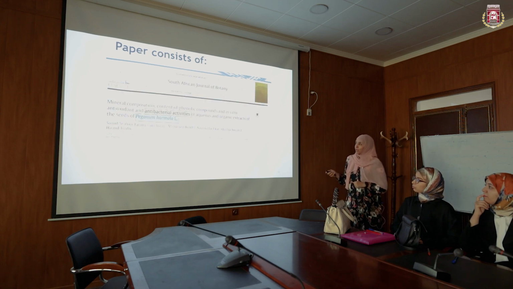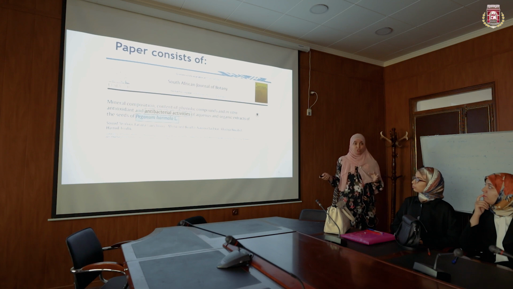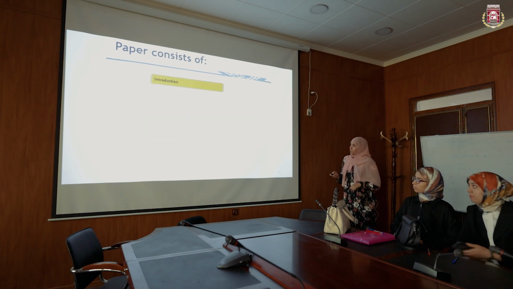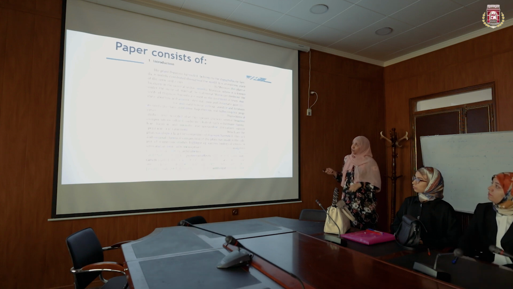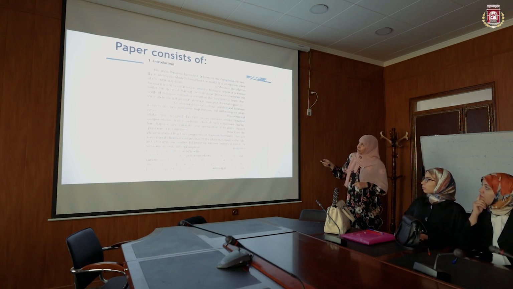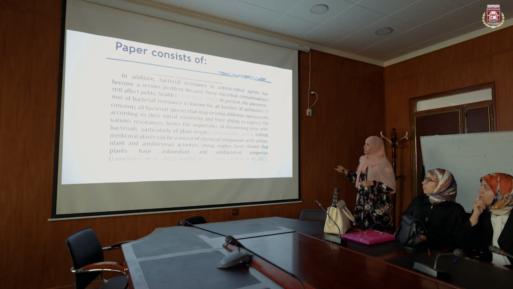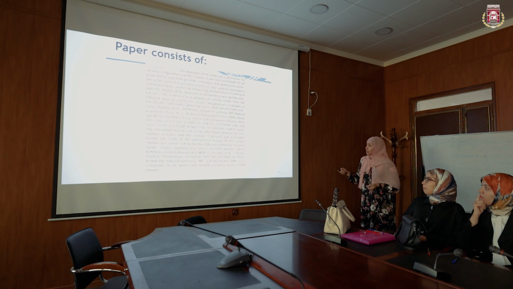So for example, here we have this paper. We have here antibacterial activities and Peganum harmala, the plant, which is known as harmal. We have this plant in Algeria, exactly. So here the introduction. Look, the first paragraph is about the plant and chemical composition. The second paragraph is about bacterial resistance. And the last one is about the objective of the study.